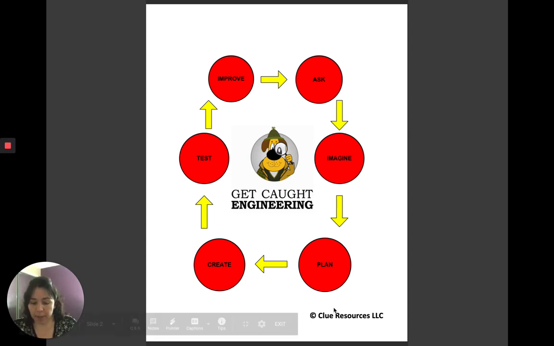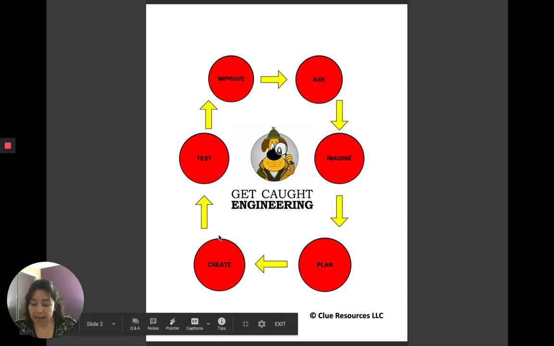Next, we need a plan. We can make a list of all the items that we have to use as materials so that we can figure out what we want to design. We can draw a picture of what we want to do to solve the problem.